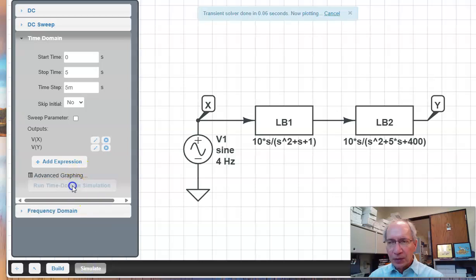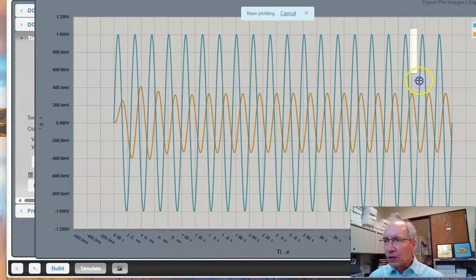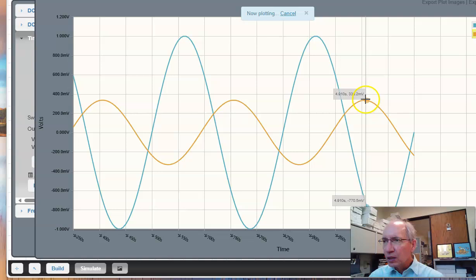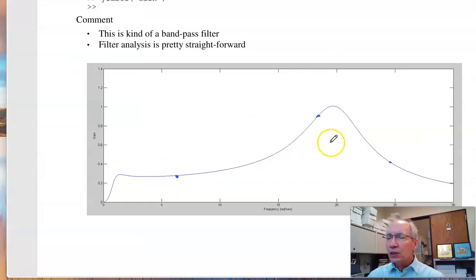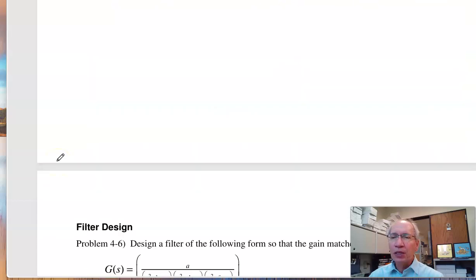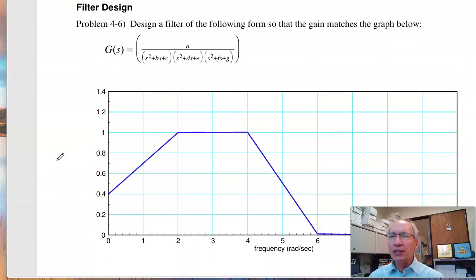Simulate, run. There's the output, 0.334. So that's what the graph tells you. As the frequency changes, it'll tell you what the gain is. That's filter analysis. Now, filter analysis is pretty straightforward. The harder part is filter design.